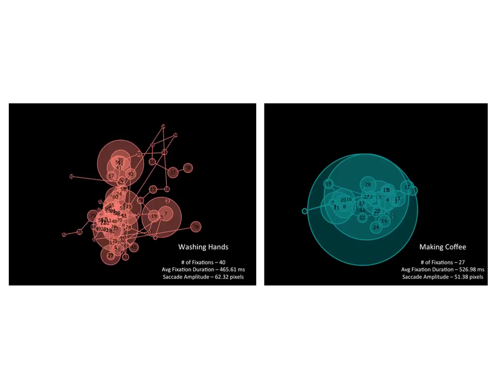Here we can see 2 extracted scan paths from participants. Notice that the paths are for the 2 tasks of washing hands and making coffee. Using purely a bag of features approach, these 2 were misclassified, but it is clear from these images that the eye movements required for both activities are very different and can be used for correct classification.